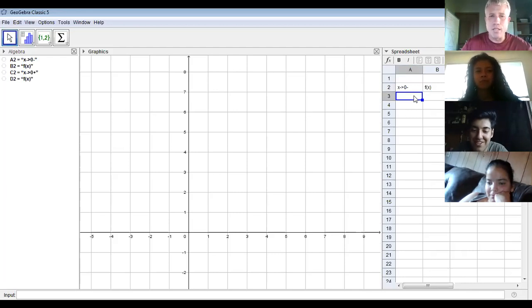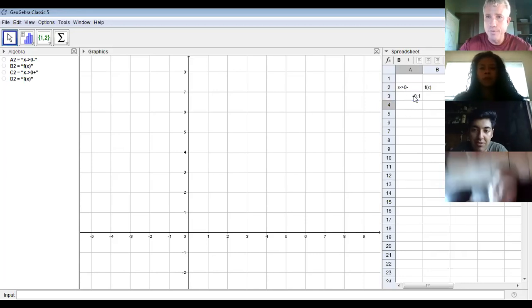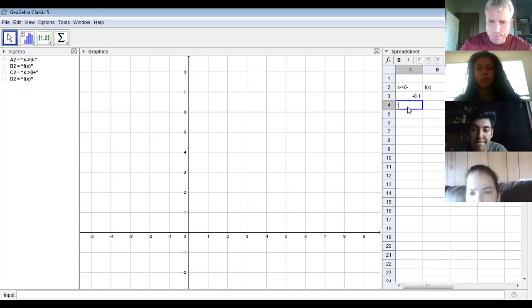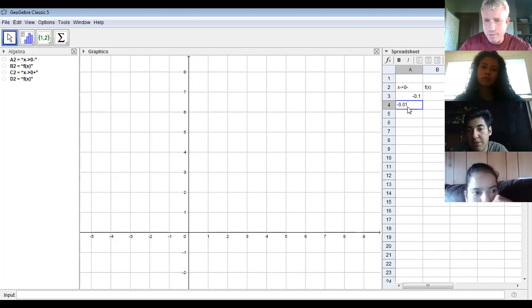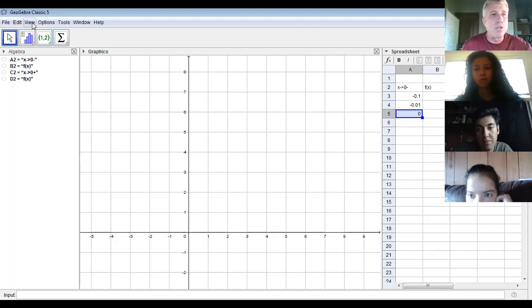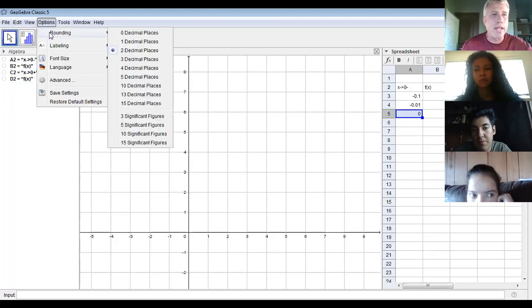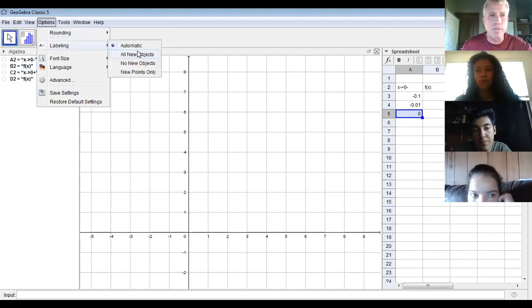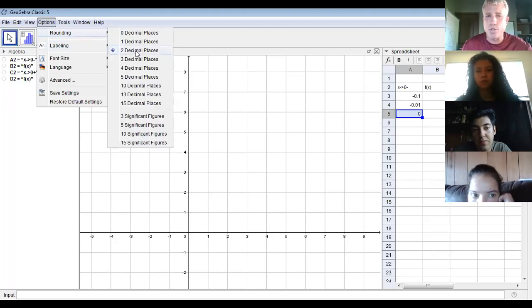Then just type the numbers I wrote. You just type them. So this is -0.1, and then I did -0.01. And then if I try to do one more, I'm going to show you what happens. Negative 0.001. If I enter, it's just going to put a 0 there. And then you'll be like, ooh, that's frustrating. That's not what I typed. But in GeoGebra, in options, you tell it how many decimal places you want to round to. So it's only set to round to 2 decimal places right now. So it just rounded my number.